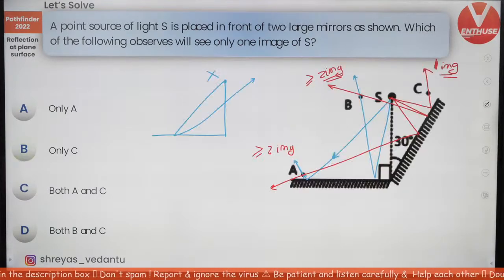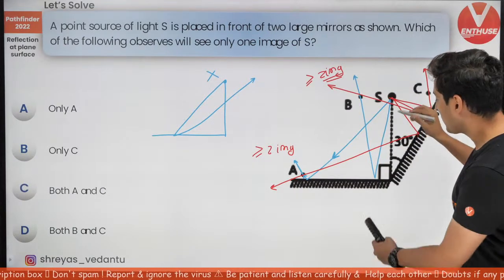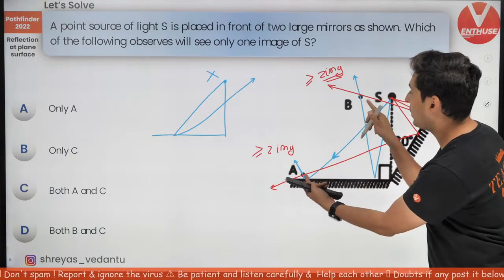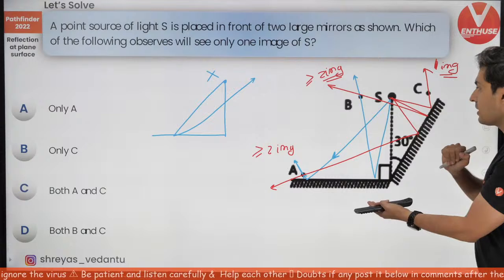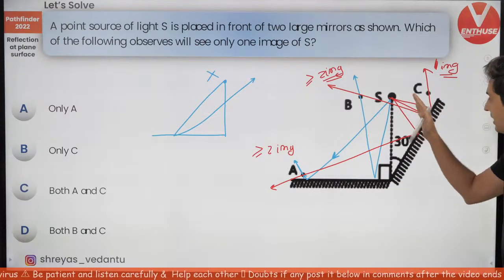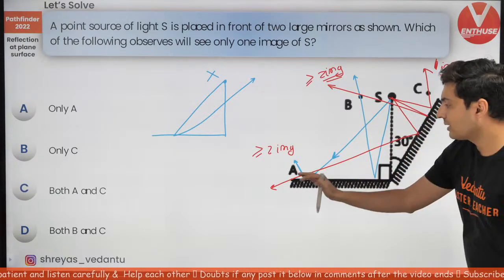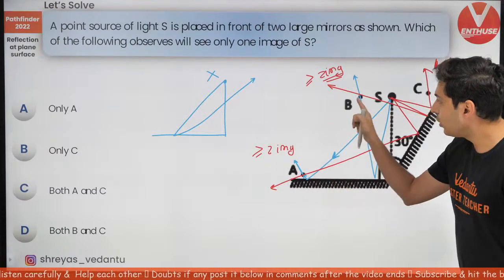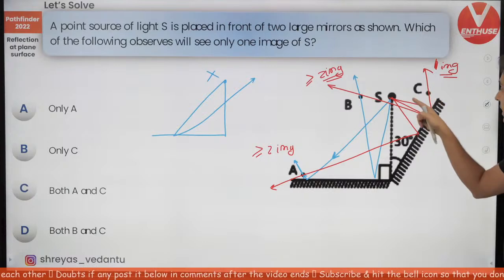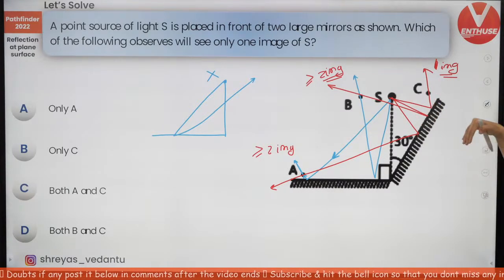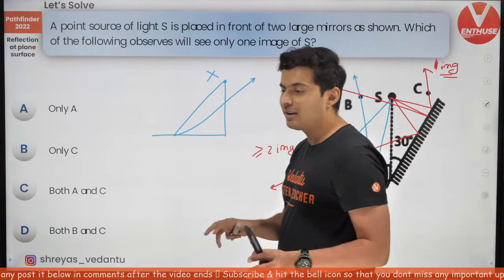All the other rays you can see which fall on this mirror can fall on A or B. But when the rays fall here, they can never enter on C. You can see on this mirror when the rays fall, they can go to B, they can go to A. So these observers A and B can at least see two images. But C can only see one image because he can see only one reflection. What a brilliant question.